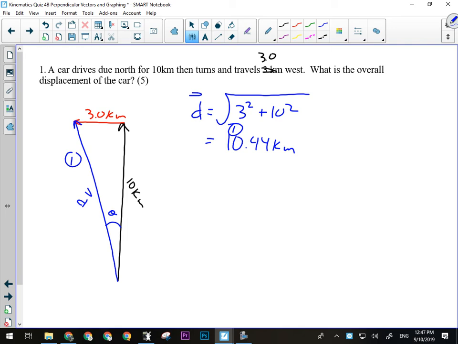And that's a method mark. If they have a Pythagorean theorem calculation, give them a mark, whether they got the 10.44 or not.